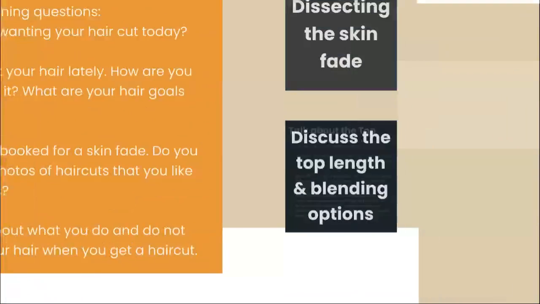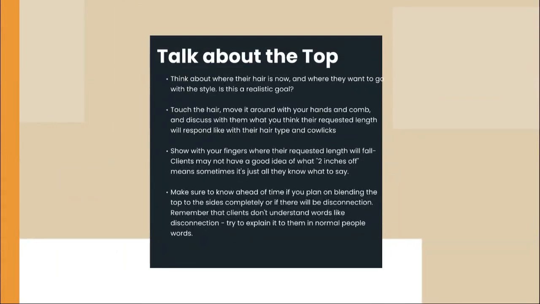So you should also discuss the top and some blending options. Think about where their hair is now and where they want to go with the style. Is this a realistic goal for them? Touch the hair, move it around with your hands and comb, and discuss with them what you think their requested length will respond like with their hair type and their cowlicks. Show them with your fingers where their requested length will fall.